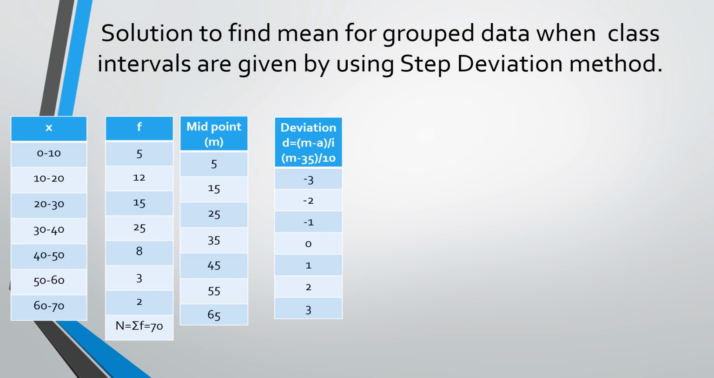Next, 45 minus 35 is 10. 10 divided by 10 is 1. Then 55 minus 35 is 20. 20 divided by 10 is 2. The next, 65 minus 35 is 30. Divided by 10 is 3.